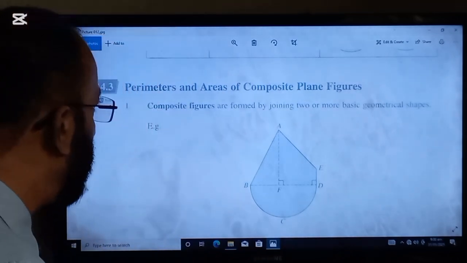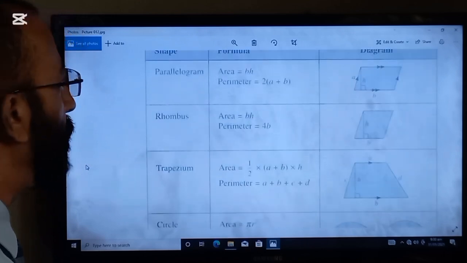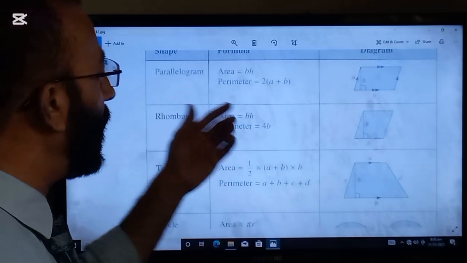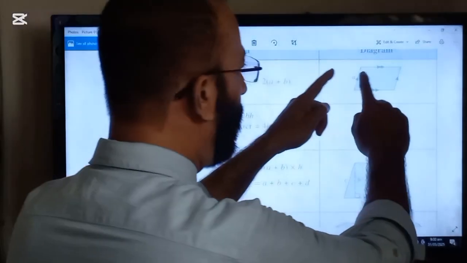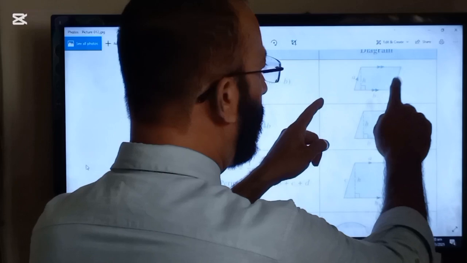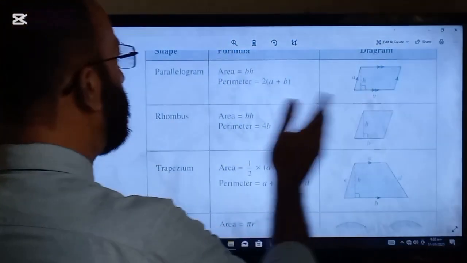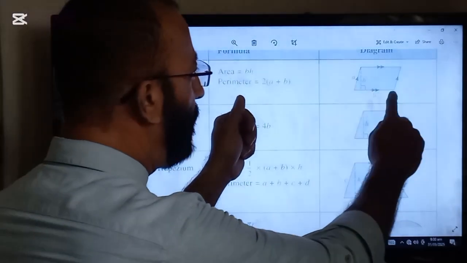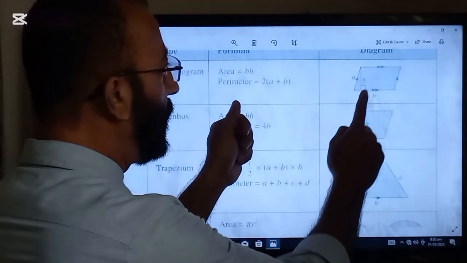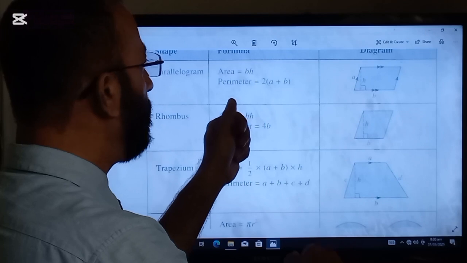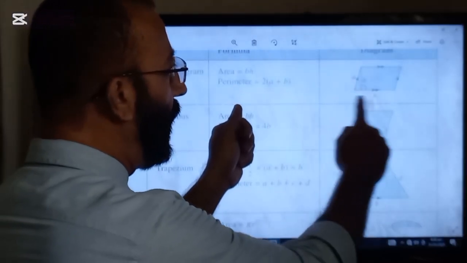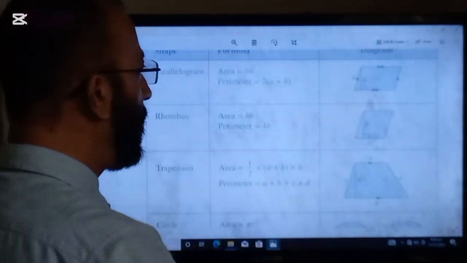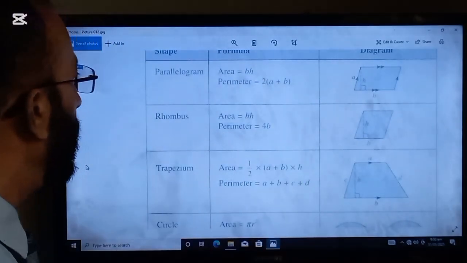First we are going to revise the formulas for some basic figures. For example, parallelogram. This is a parallelogram in which opposite sides are parallel, but none of the angles are 90 degrees. The area of the parallelogram is base into height, and the perimeter of the parallelogram is 2 into (length plus breadth). So these are the formulas for perimeter and area of the parallelogram.